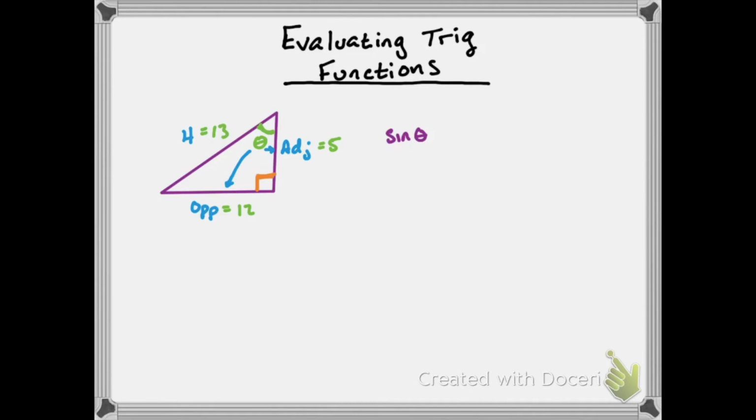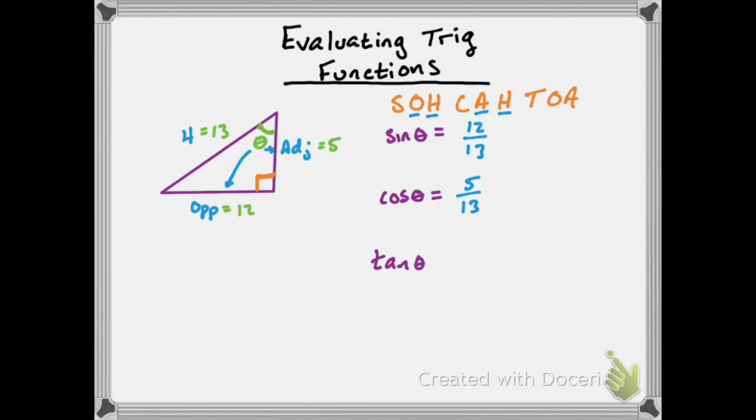If you need to evaluate the sine of theta, remember SOH CAH TOA, and we can recall that sine relates the opposite and hypotenuse together. So we know this is going to be 12 over 13. Cosine is going to relate the adjacent and hypotenuse sides, so this will be 5 over 13. And tangent will relate the opposite and adjacent sides, so this would be 12 over 5.